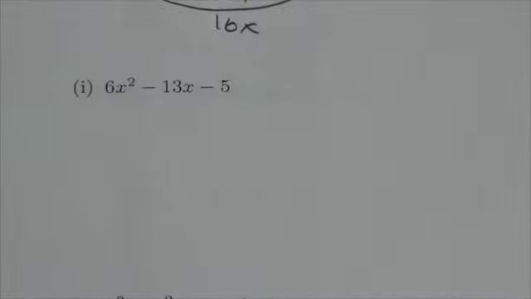All right, factoring review number 2I. Okay, another trinomial. So take a quick look there. 6x squared minus 13x minus 5. What's common to those three?